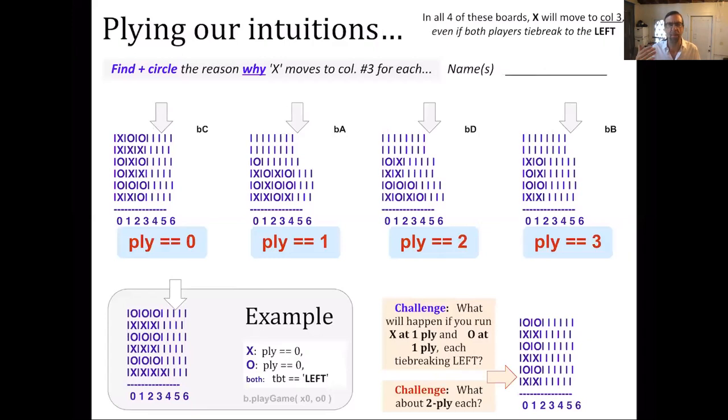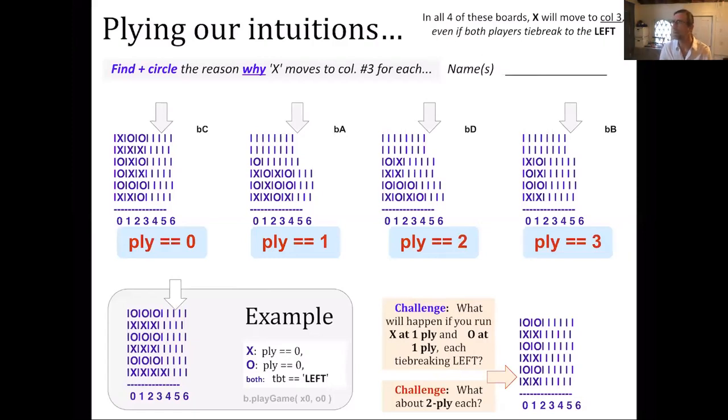Right. So I'll give you a couple minutes. I hope that's clear. You can feel free to text me in the chat window if it's not clear. But again, in each of these cases, X will move to column three. Sorry, the formatting's a little hard to see which one's column three. The formatting's off. But in each case, it's looking ahead a different number of moves. And you're just trying to figure out why column three is the right move to make.